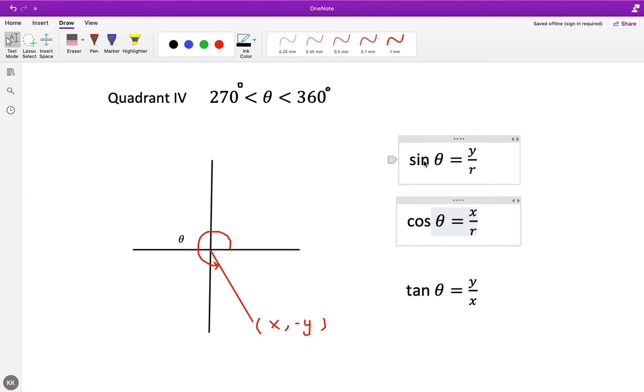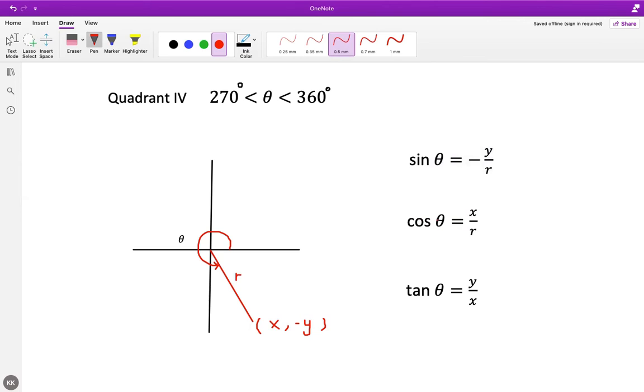So sine theta, originally we have y over r. But in this case, y is negative, so I get negative y over r. Always remember that r, the radius, remains positive in this case. This line is the radius.